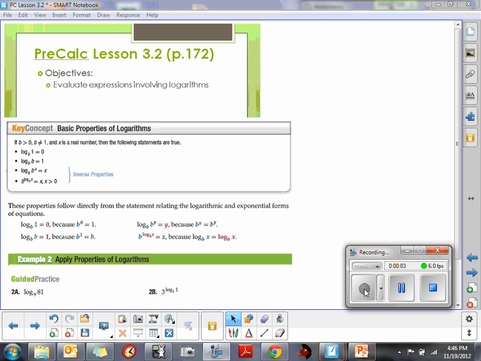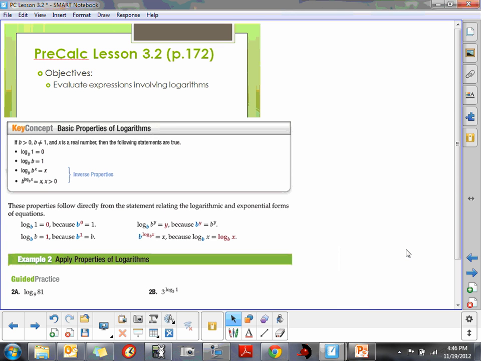The second video lesson of lesson 3.2 is still evaluating expressions using logarithms. What they want us to do is get familiar with some of the basic properties of logarithms. And this is true for any base that's an eligible base.